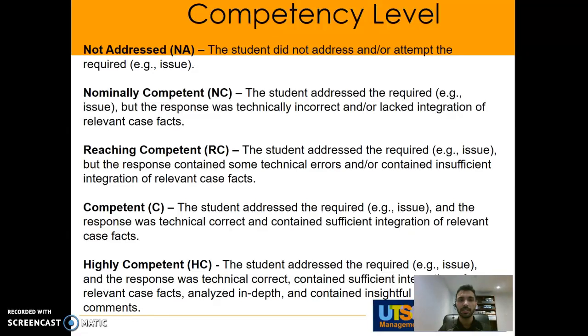When we talk about competency-based marking, you want to always aim to be in that RC or C, which is reaching competent and competent. To get highly competent, you might end up there when you analyze an issue really well, but if you aim for highly competent all the time, what's going to happen is you might not have enough breadth of issues because you're going into too much depth. So always look for a balance. Try and analyze 3 to 4 issues in reasonable depth so that you get enough RC and C marks that you're scoring well on the case.